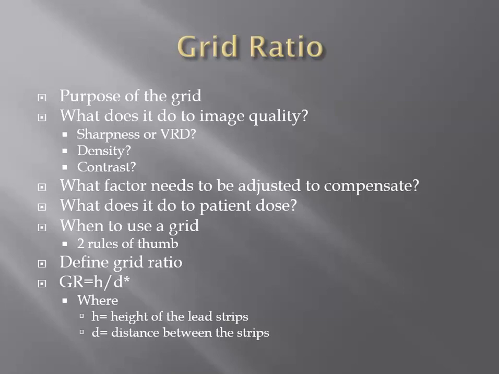It improves image quality by increasing the visibility of recorded detail. Unfortunately, it decreases density or exposure, so we need to change our technique in response. It improves contrast, so it shortens the grayscale, gives us a higher contrast. We need to compensate by adjusting our mass. Patient dose goes up. Whenever we change grid ratio from a lower grid ratio to a higher grid ratio, we talked about all this already. So that's everything that we just talked about. Define grid ratio, formula for grid ratio.